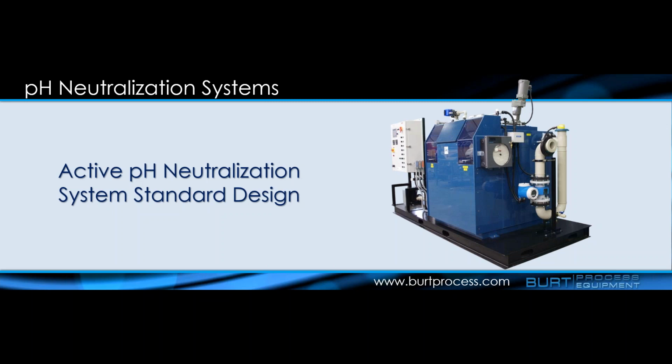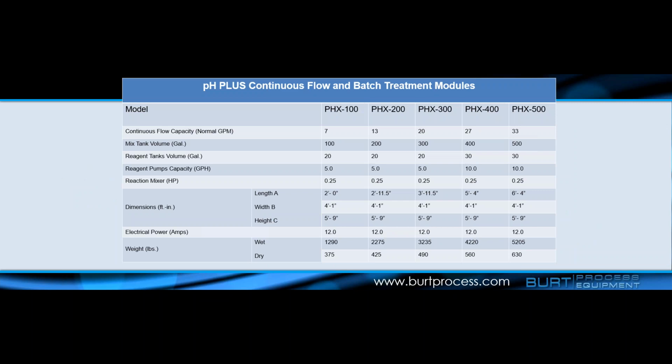The first one is what we refer to as our PHX style system. PHX systems are designed for small applications, 7 GPM up to 33 GPM. We call them the PHX 100, 200, 300, 400, and 500 respectively. They're a fully engineered unit, single stage. They're designed for more standard waste streams, really your 3 to 11, 2.5 to 11.5 pH ranges. They're nice in that they're very small.